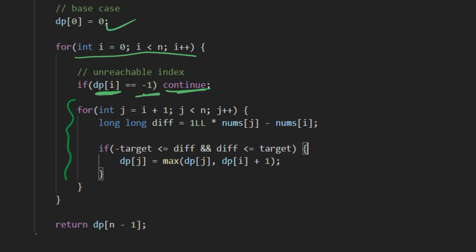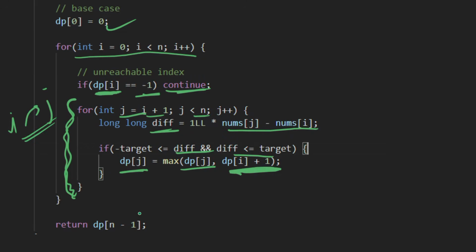But if dp of i is not equal to -1, then we iterate over all the future states j from i plus 1 to n, and we find the difference, that is nums of j minus nums of i. If our difference is in the range minus target to target, then we mark dp of j as the maximum of the stored value and the current jumps plus 1. This way we reach all the states from i to j, and at the end we return dp of n minus 1.